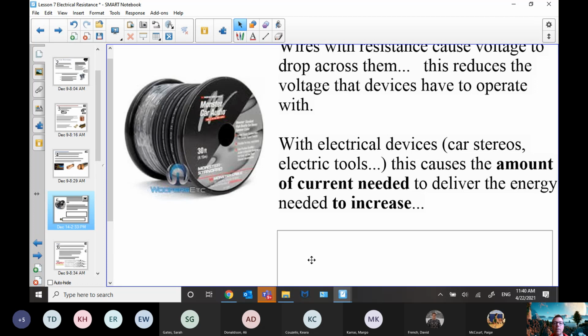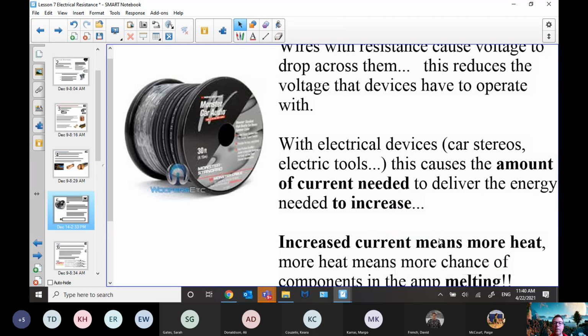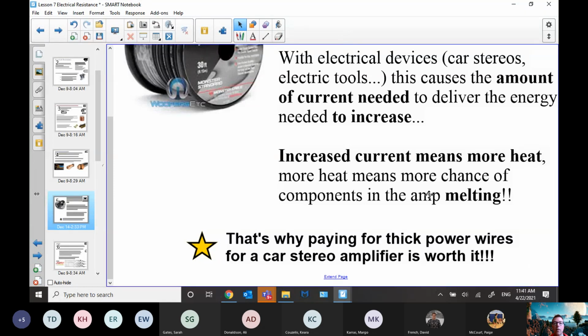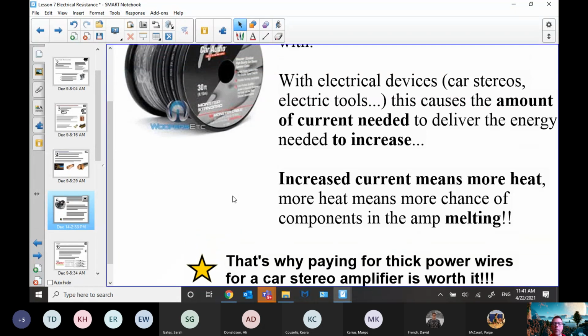So what happens inside of an amp is the increased current means that more heat builds up inside of the amp and actually causes the amp to melt. So when you say you burn out an amplifier, it's literal. A piece inside of it got so hot that it burnt the plastic around it, melted the wiring, and your amp stops working. That's why people pay for big, thick power wires to run a car stereo amplifier, because you paid for the wires, and then your amplifier lasts instead of burning out.